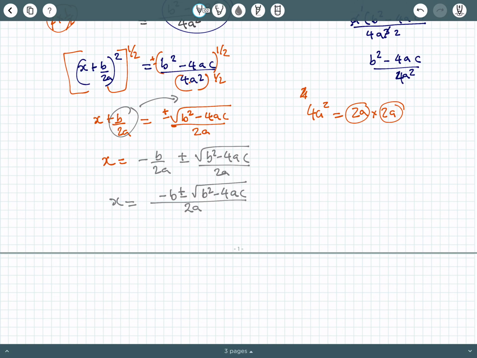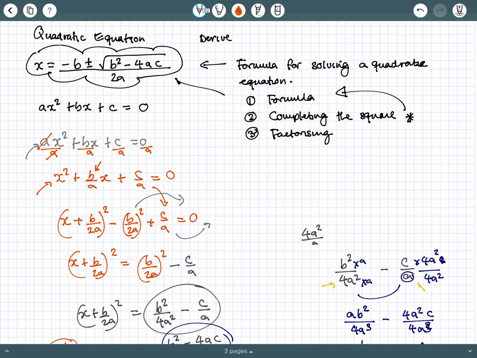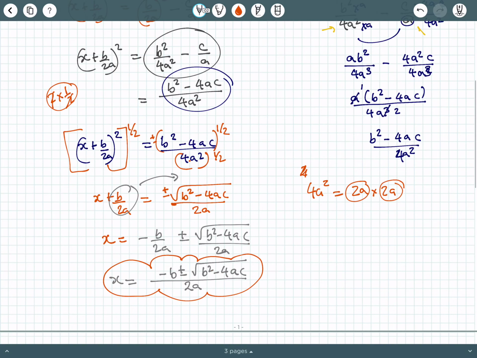So by completing the square, we were able to derive the quadratic equation, and it's exactly the same as when we started off here. Okay, hope that makes sense.